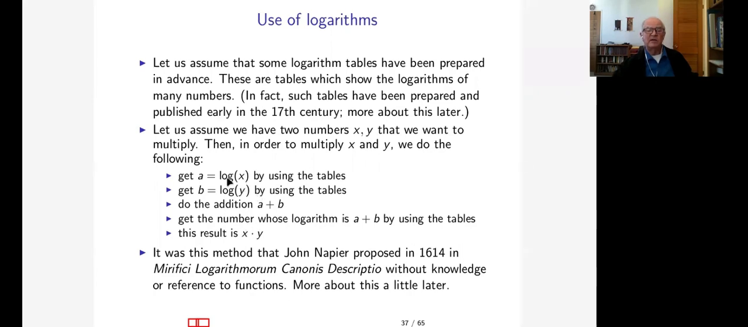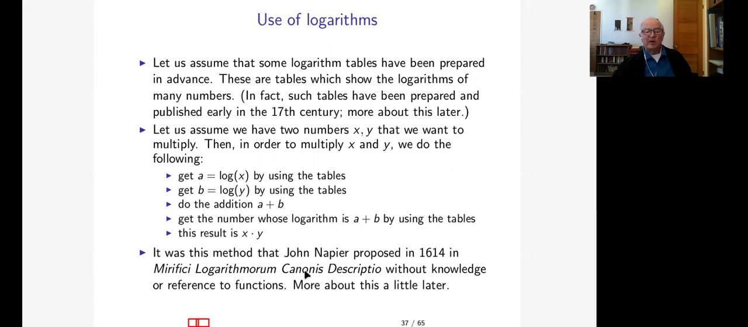It has been used for a while, and it's used even today, because it's much easier to make addition than multiplication. This method was invented by John Napier, proposed in 1614 in a book he wrote, Mirifici Logarithmorum Canonis Descriptio.